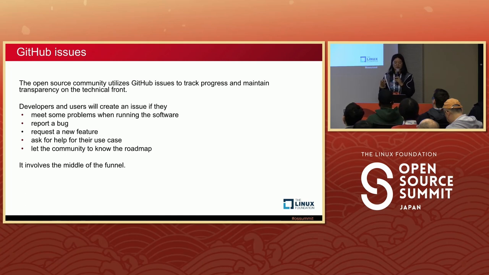So GitHub issues management is also important to the open source community. We want to respond to every GitHub issue quickly and help solve their problems sooner. GitHub issues involve the middle of the funnel. They show the interest or desire that developers want to use our product to solve their problem.